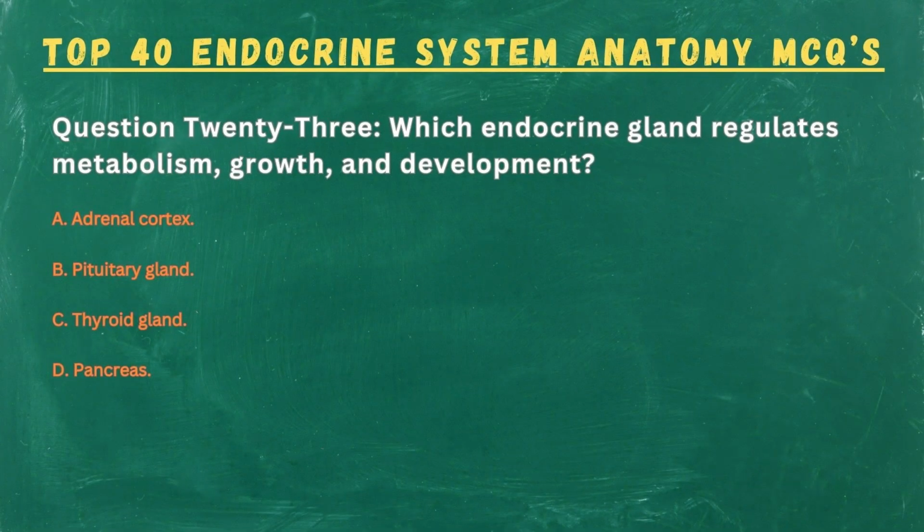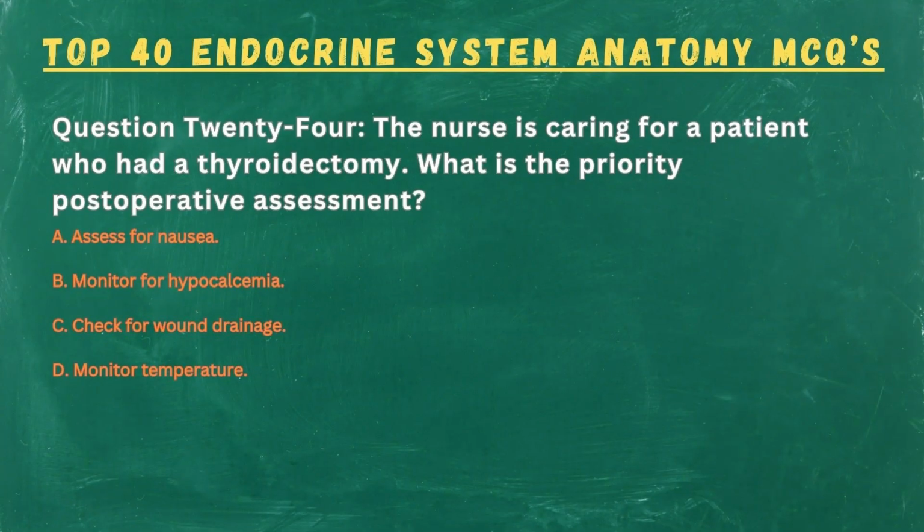Question 23. Which endocrine gland regulates metabolism, growth, and development? A. Adrenal cortex. B. Pituitary gland. C. Thyroid gland. D. Pancreas. Answer: C. Thyroid gland.